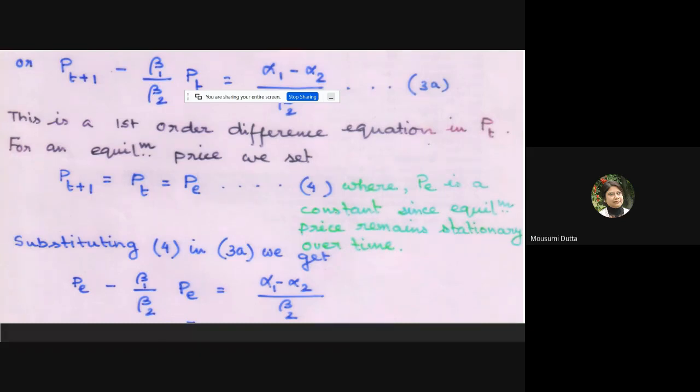So we need to present the first order difference equation in Pt. The concerned variable is Pt here. So we need to find out the time path for Pt here. So this is a first order difference equation in Pt. Any question up to this? How we are framing the first order difference equation in Pt? Any question?